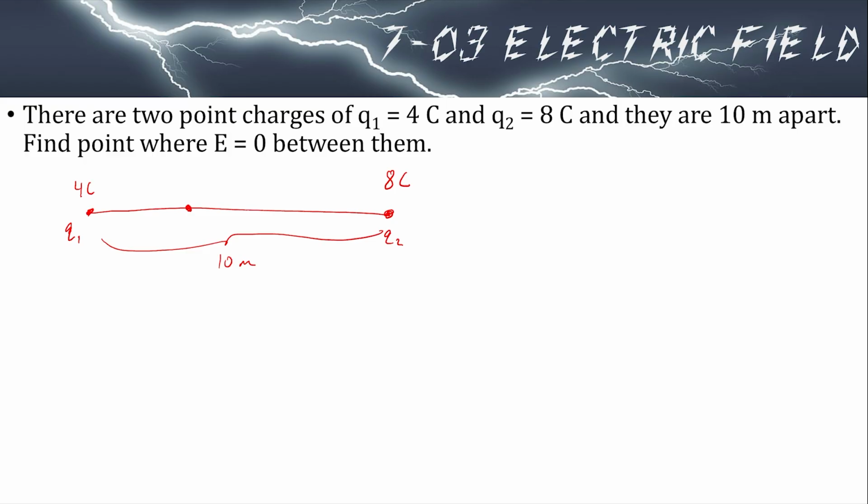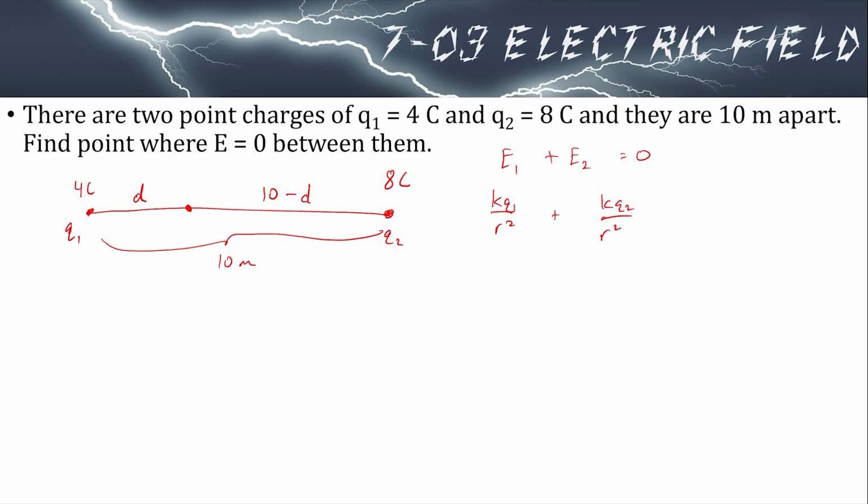So the electric field created by the 8 coulomb charge is going to be larger than the electric field created by the 4 coulomb charge. So the 0 point is going to be closer towards the 4 coulomb charge. I'm going to call this distance d, so this other distance would be 10 minus d. So I'm going to take the electric field from 1 and add the electric field for 2, and I want that to be 0. Since these are point charges, it's kq over r squared.